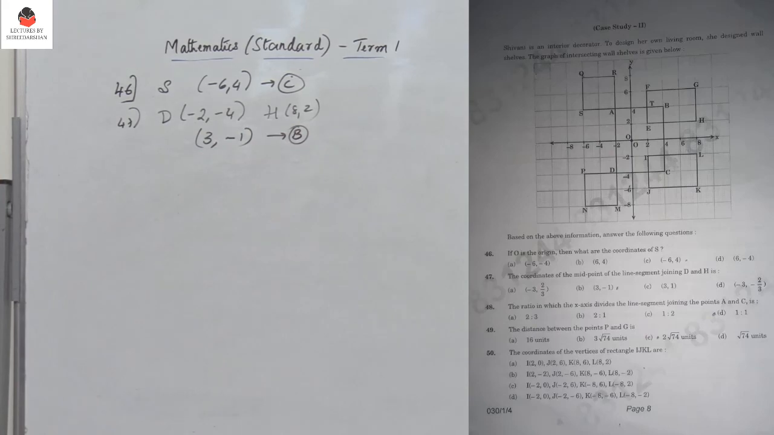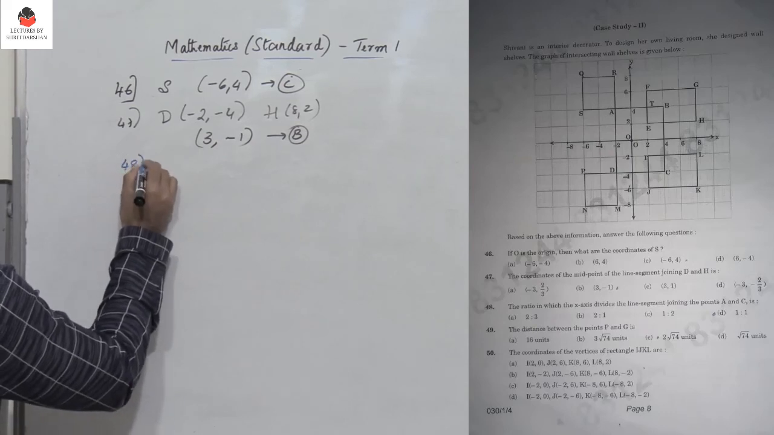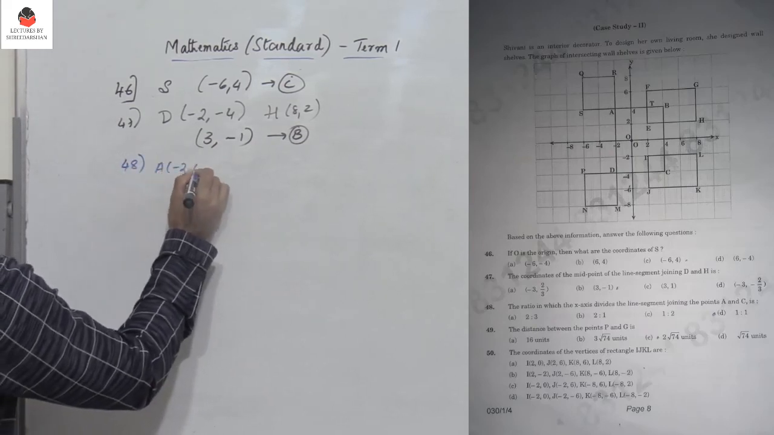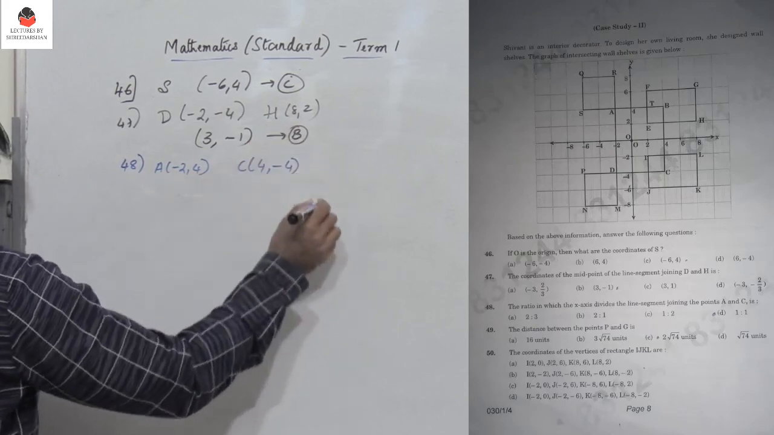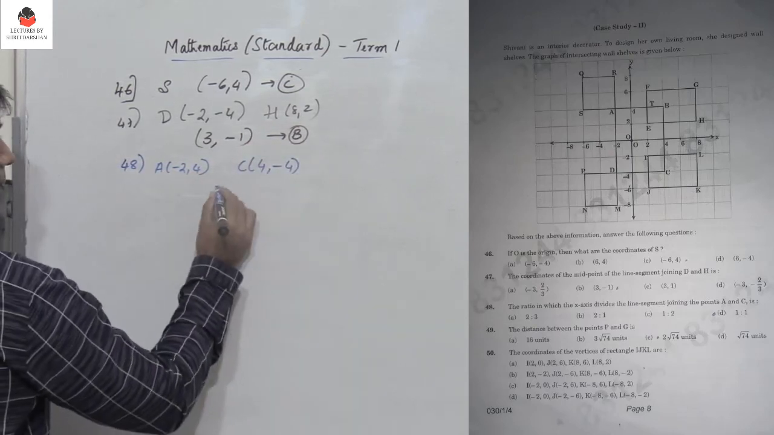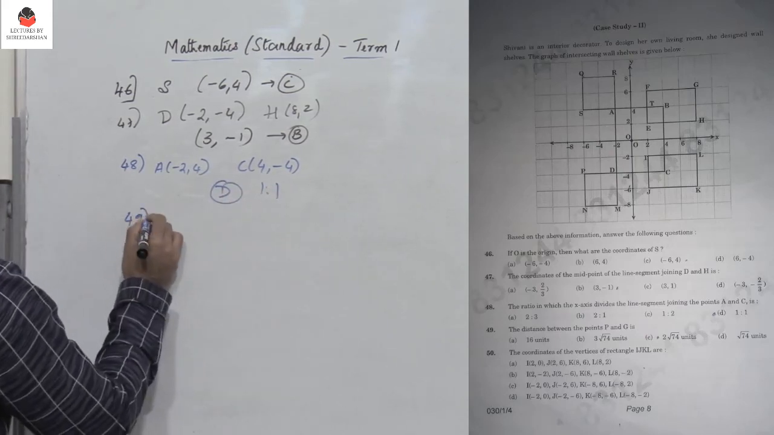Next, 48. The ratio in which the x-axis divides the line segment joining A and C is... So we find that A is -2, 4 and C is 4, -4. It forms a rectangle, and therefore the answer is option D, which is 1:1. 49th one.